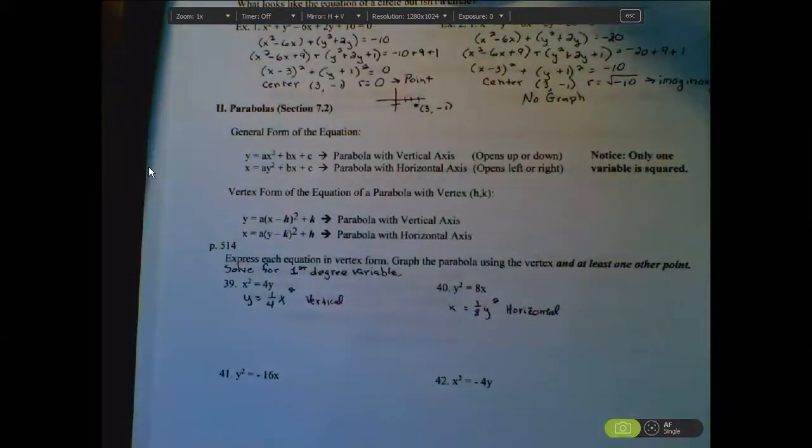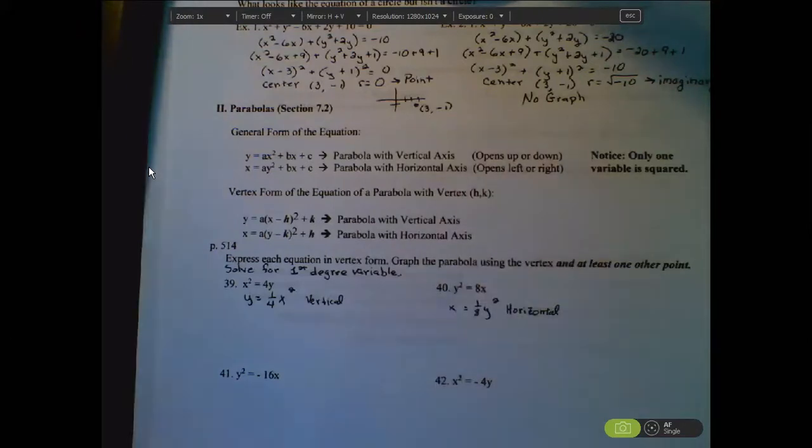Now, when you're just looking at an equation, let's say I gave you 6 different problems and just said, what kind of conic section is this? How can you tell the difference by looking at the equation of a circle versus a parabola? What's different? Only one of the variables is squared. Right.